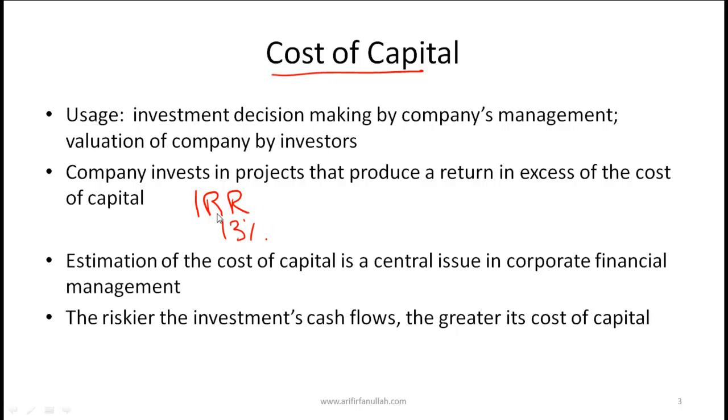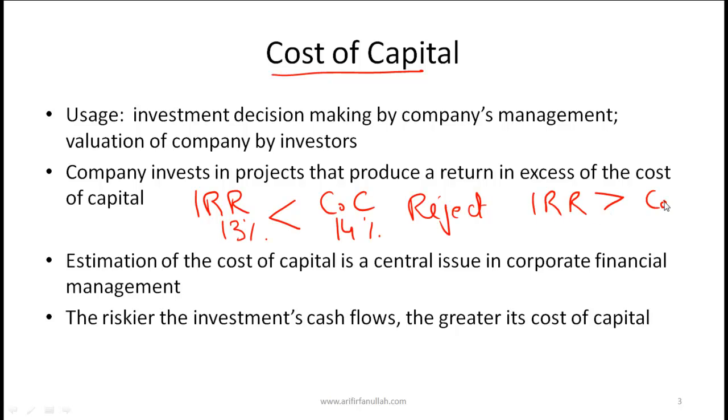This return has to be compared with the cost of capital. So if the cost of raising funds for a given company is 14% and the internal rate of return on a project is 13%, then it does not make sense to go ahead with this project, and so we will reject the project. On the other hand, if the internal rate of return is greater than the cost of capital, then we will accept the project.